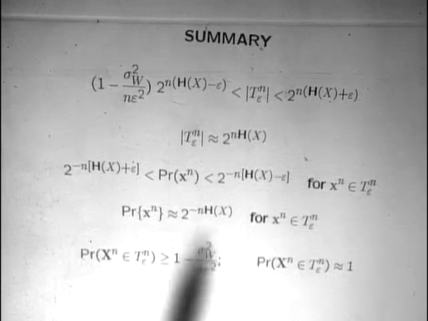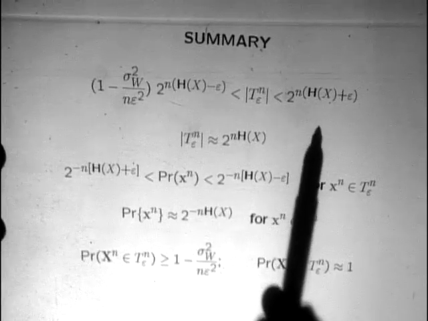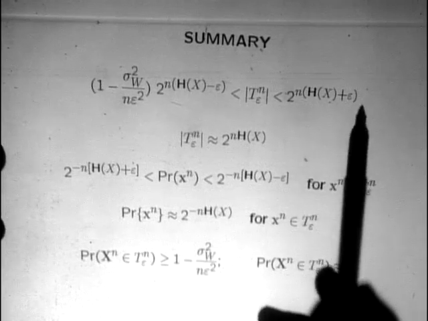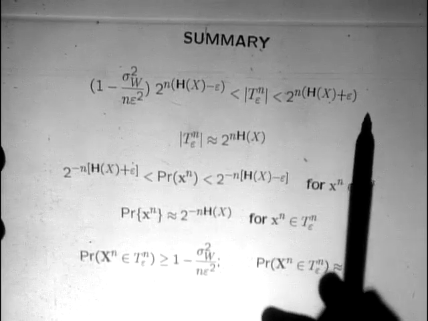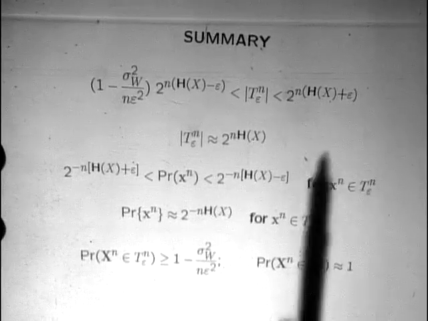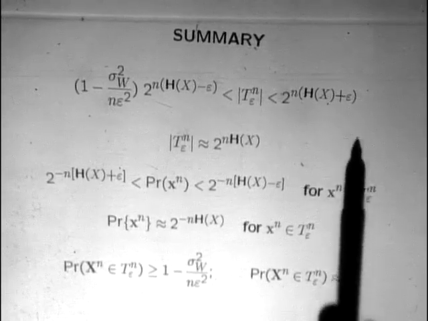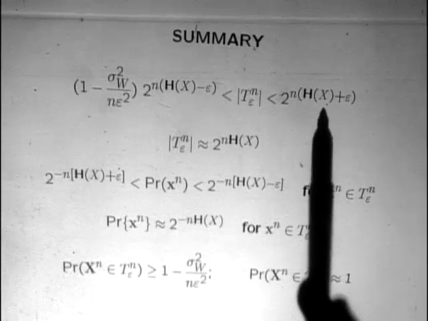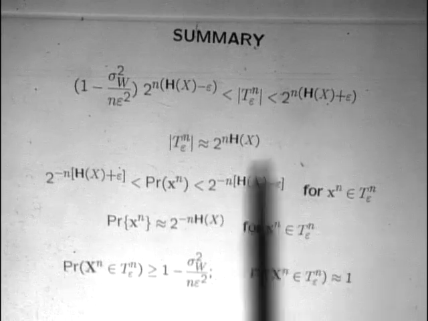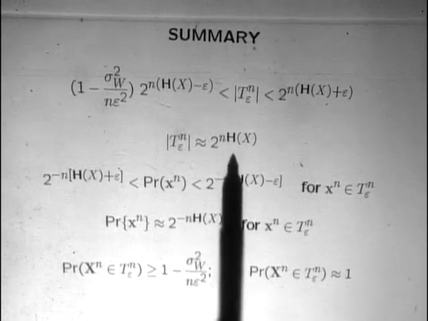Again, think hard about what this means. This number here really isn't at all like 2 to the n h of x. This n times epsilon is going to be a big number. And as n gets bigger, it gets bigger and bigger. But at the same time, when you look at 2 to the n times (h of x plus epsilon), and you know that h of x is something substantial, and you know that epsilon is very small, in some sense, it still says this.